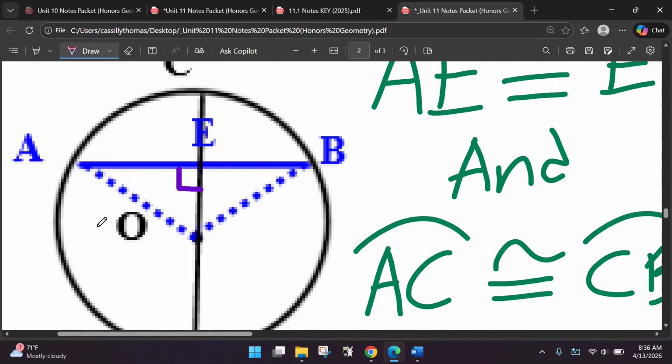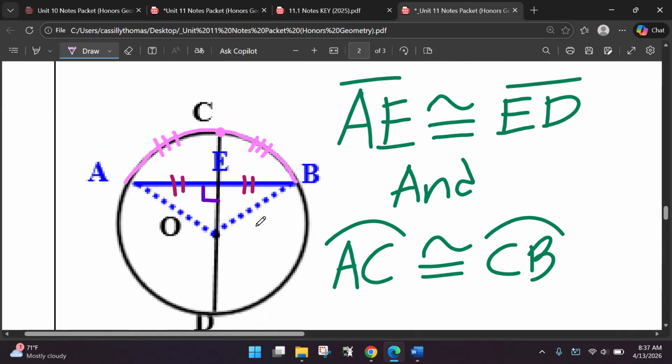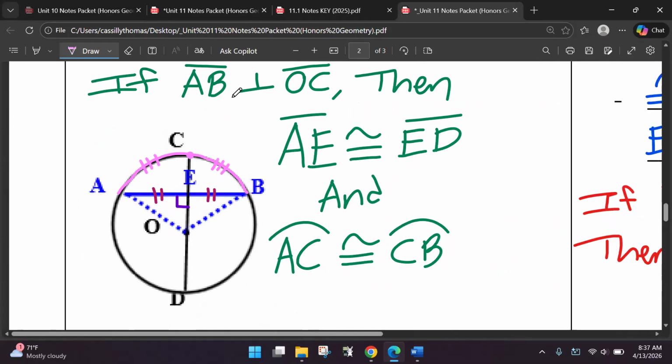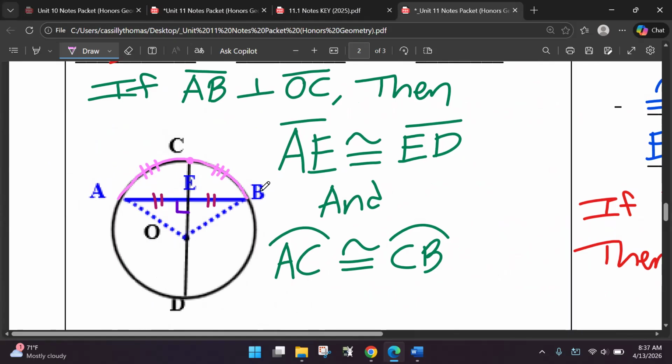Since it's perpendicular, we know that these two chord pieces are congruent. We also know that this big arc right here is getting cut perfectly in half, so these two arcs are also going to be congruent. If we had to summarize that, in the context of this picture, if AB is perpendicular to OC, then we know AE is congruent to EB, and AC is congruent to CB. Next one.